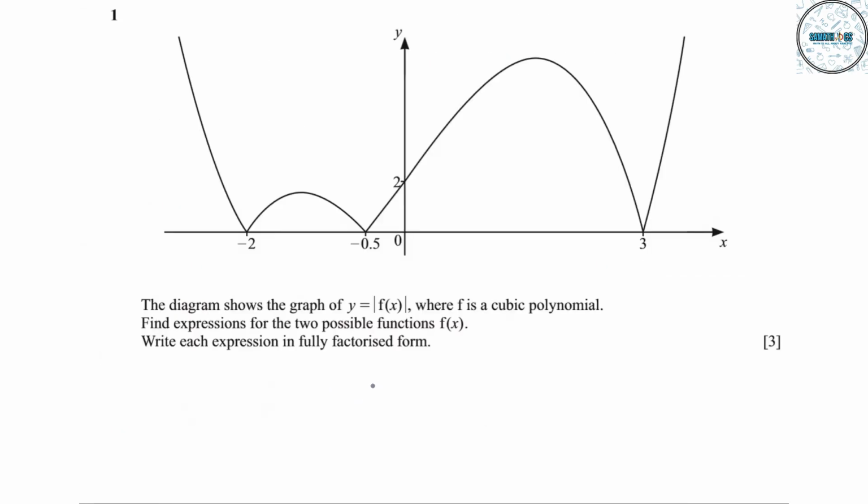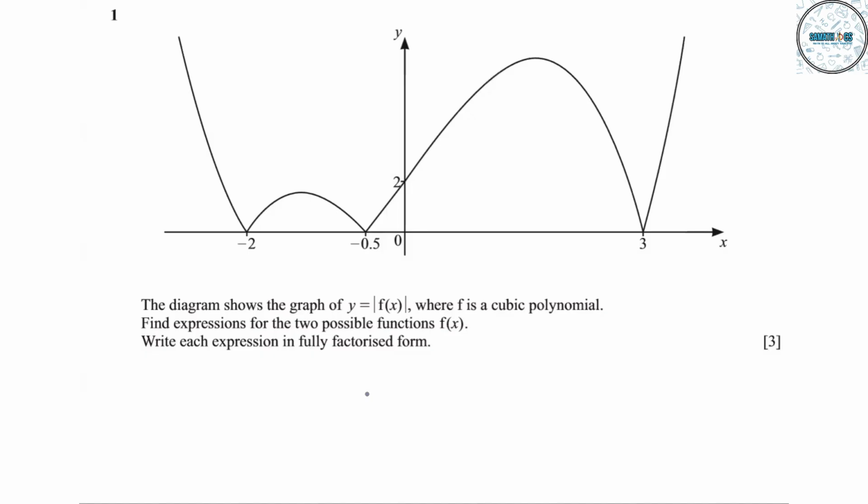Question number 1. The diagram shows the graph of y equals the absolute value of f(x), where f is a cubic polynomial. Find expressions for the two possible functions f(x). Write each expression in fully factorized form.